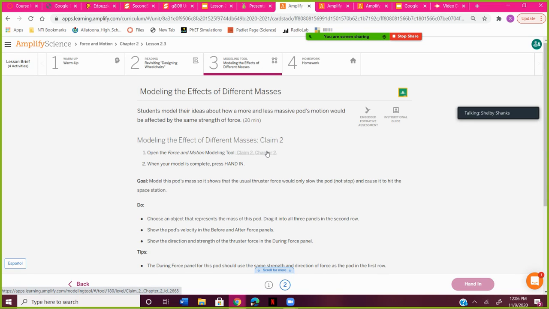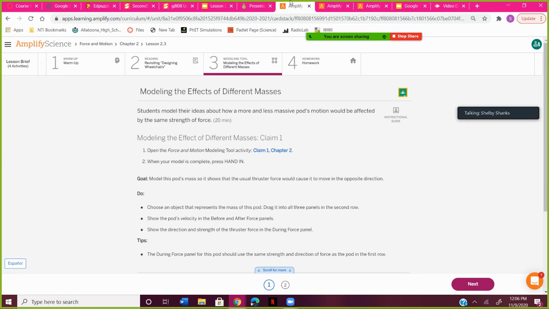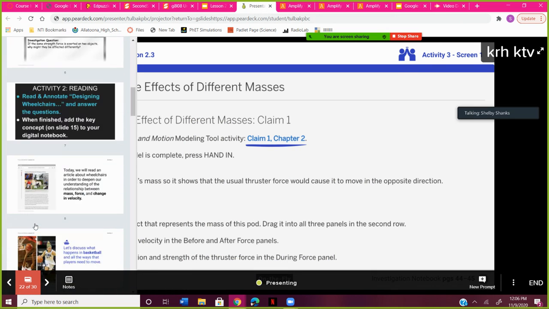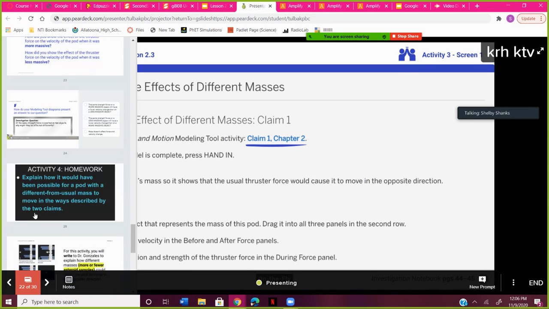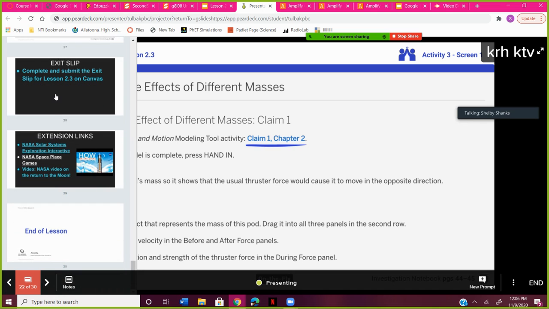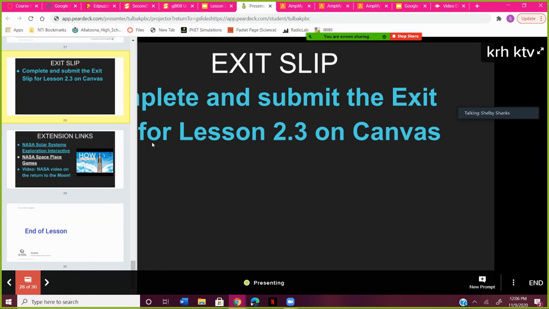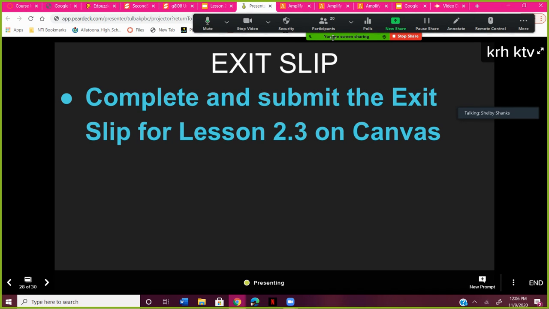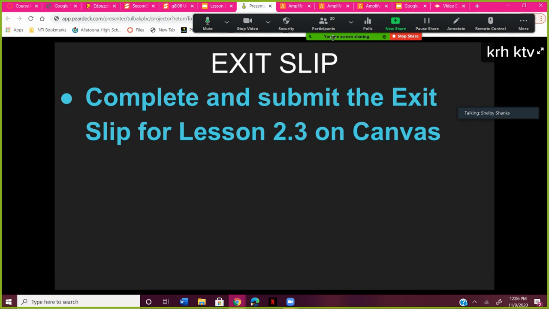All right, so what you need to do, if you have not done this already, is do these 2 modeling tools, and then you're also going to have an exit slip like normal. We've got our 2.3 exit slip on Canvas. So once you get done with your modeling tool, you've got this exit slip. If you understand what you're doing and you don't have any questions, then you are free to go.